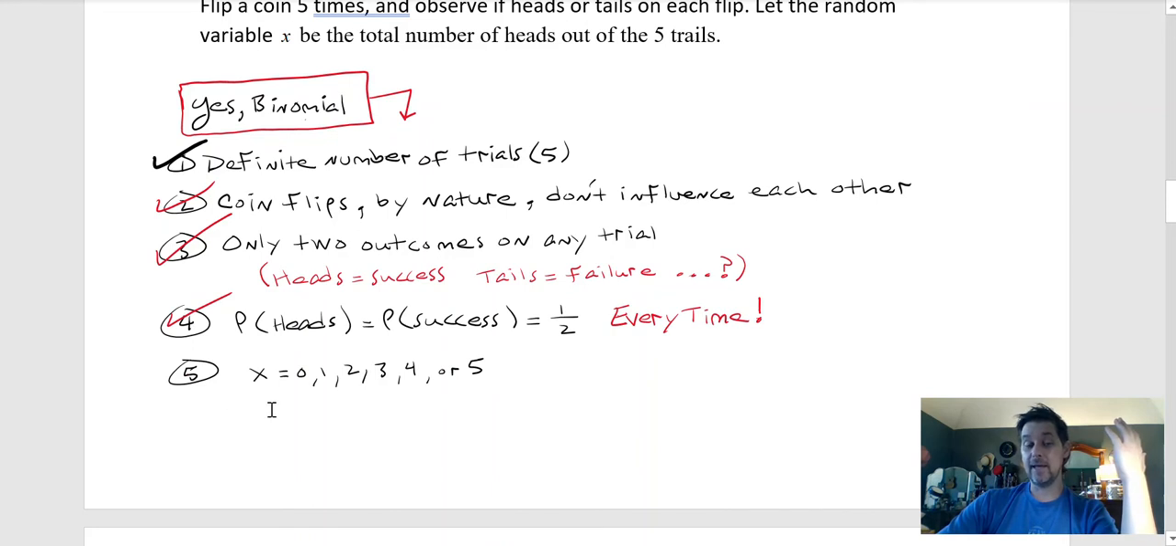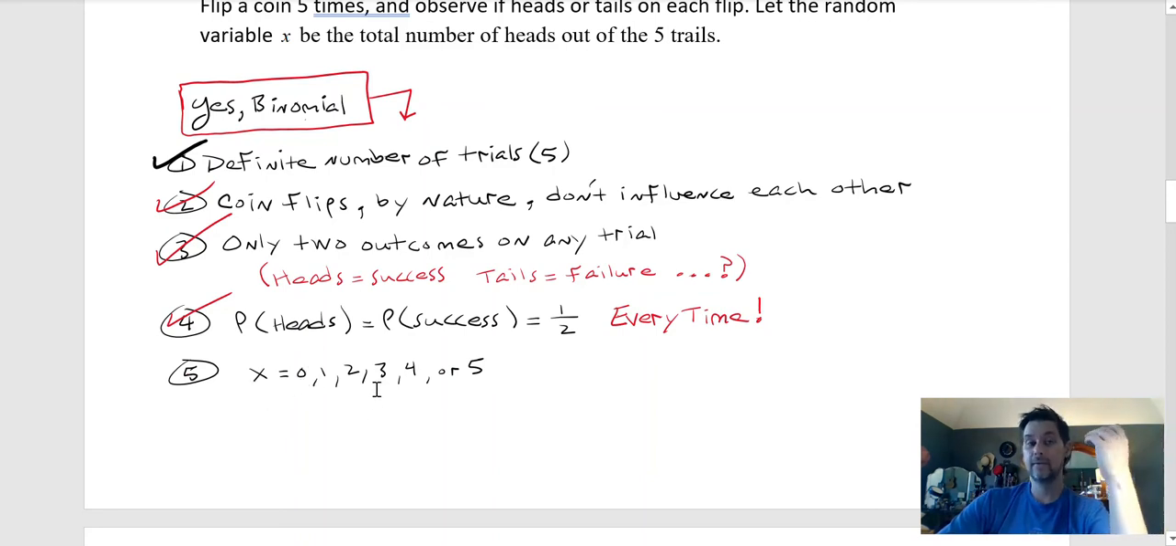The random variable x could take the value 0, 1, 2, 3, 4, or 5. Okay. What if x was 0? What would that mean? It would mean out of 5 flips of a coin, I didn't get any heads at all. That's what the significance of the random variable being 0 is.